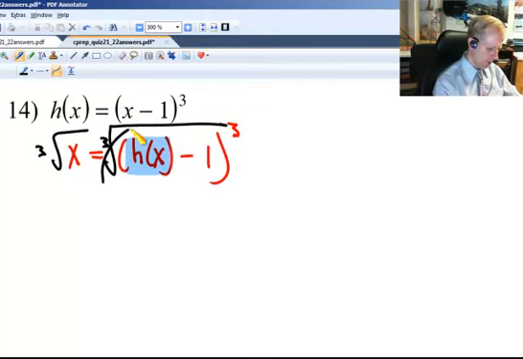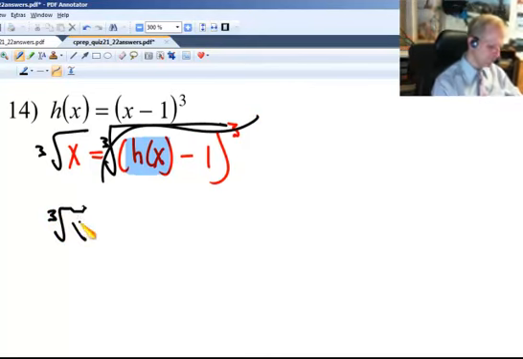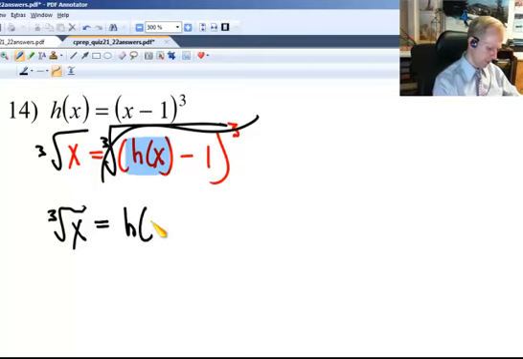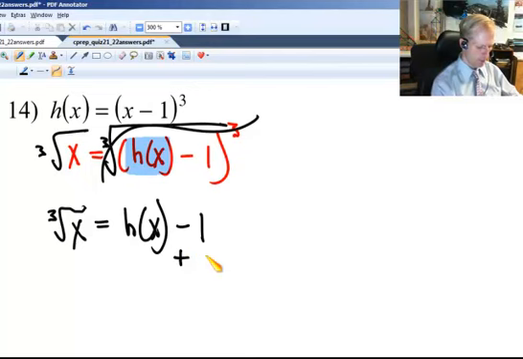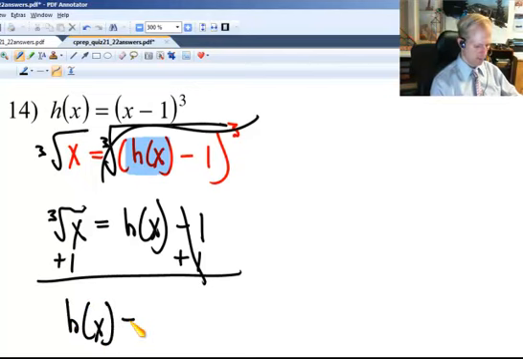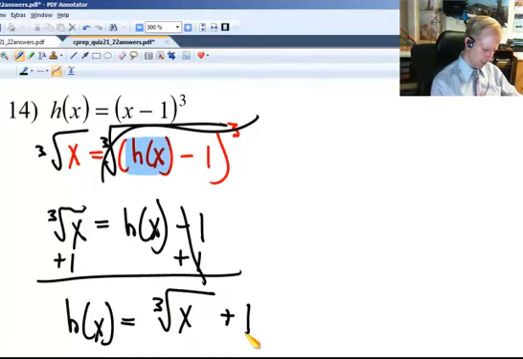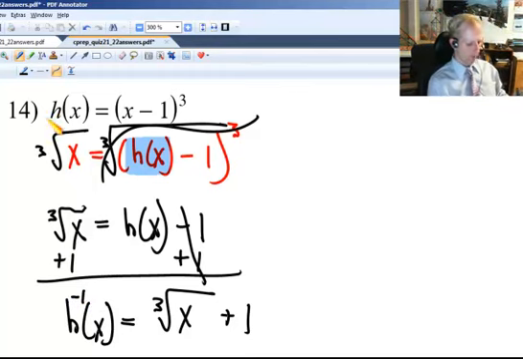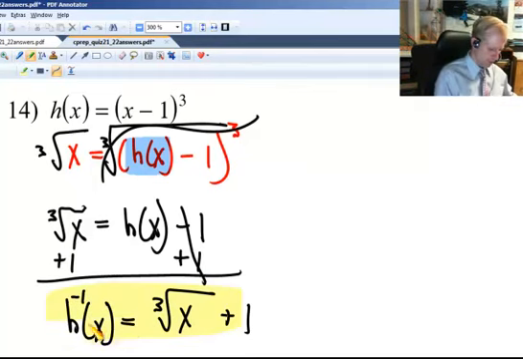And that's going to cause the cube or the third power to disappear on the right and leave me with this. And then the final thing to do is just to add 1 to both sides. And I get h of x is equal to the cube root of x plus 1. And then I need to add the -1 to denote that it's the inverse. Okay, so that's the answer to the first part.